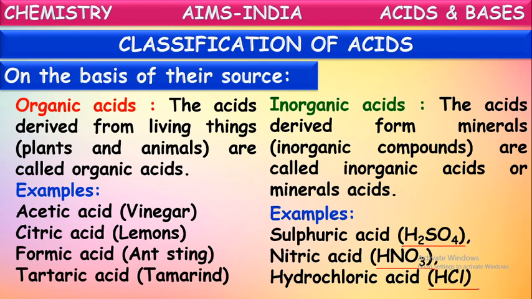So in this way, acids are classified into two types based upon their sources. If the sources are natural things like animals and plants, then those acids are called organic acids or natural acids. If the acids are derived from the minerals and they are prepared in the laboratory, then those acids are called inorganic acids or mineral acids. Okay.